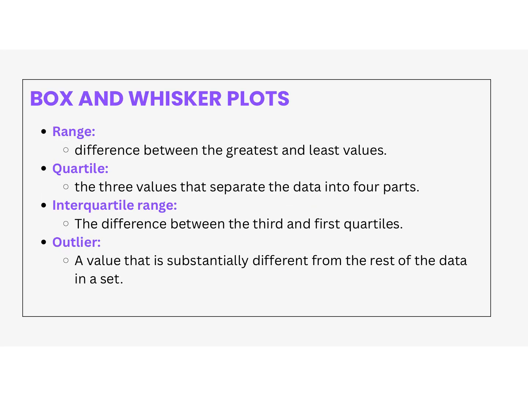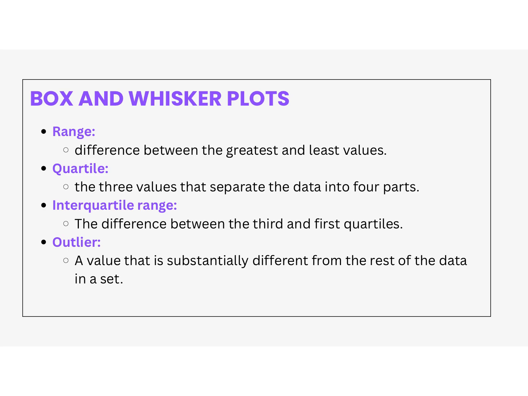Okay, next we're going to talk about box and whisker plots. So just a few vocabulary words before we get into that. The range is just the difference between the greatest and the least value. So if I have a value set ranging from 2 to 20, my range would be 20 minus 2, which is 18. Quartile is if we separate those into 4 parts. We have first quartile, second quartile, which is also the median, third quartile, and then fourth quartile is the max. The interquartile range is the difference between the third and the first quartiles. And then an outlier is just a value that is substantially different from the rest of the data set.